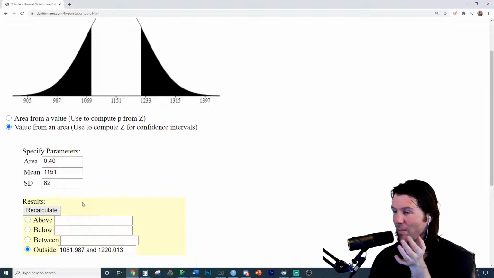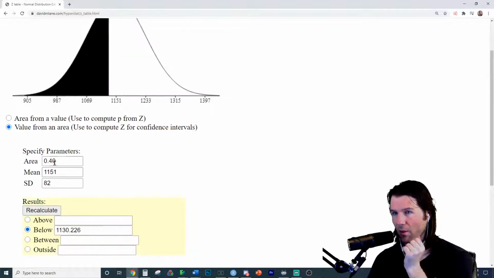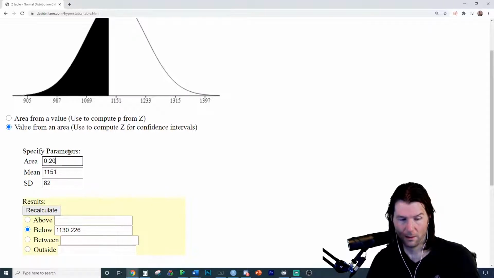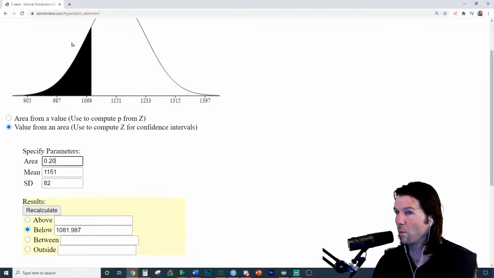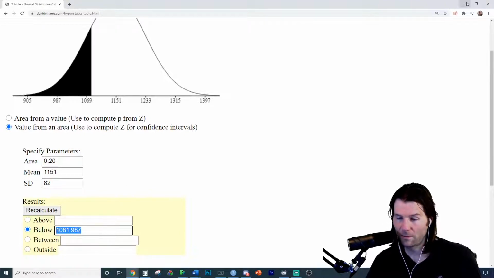If you have access to the applet, I would not solve it this way. If it says the lowest 20%, I'm going to go here and enter in 20%. Just make sure to know what this graphic is showing you by looking at the area and know that this is the point it's talking about right here. So let's go grab the number. And that's all going to round up. That's 1082. It's all going to round up, right?